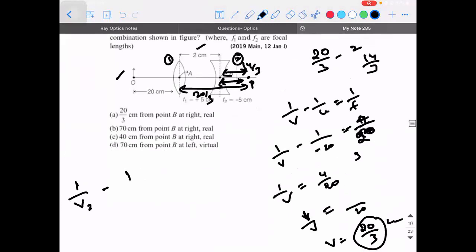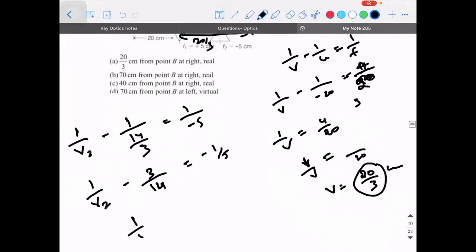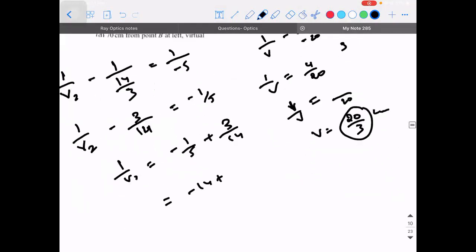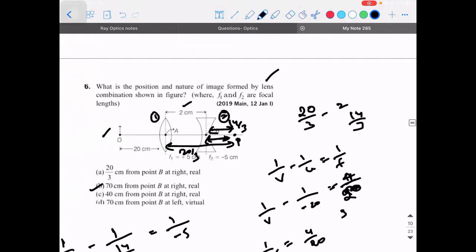So 1 by v2 minus 1 by 14 by 3, the object distance is positive. Don't make a mistake by taking it as negative. So 1 by v2 minus 3 by 14 is equal to minus 1 by 5. 1 by v2 is equal to minus 1 by 5 plus 3 by 14. So minus 14 plus 15 divided by 14, it is 1 by 70. So v2 is 70. Is there an option of 70? Positive value, 70 centimeter beyond point B at right. Point B, correct. And this is a real image. Yes, that's the answer.